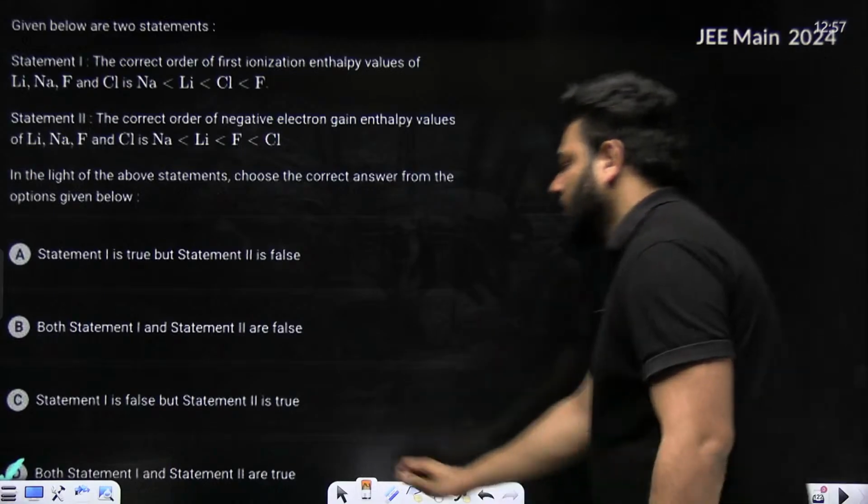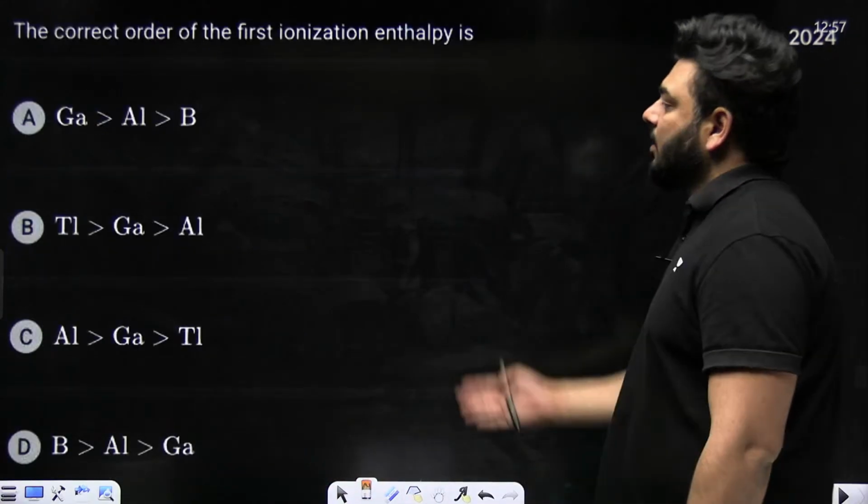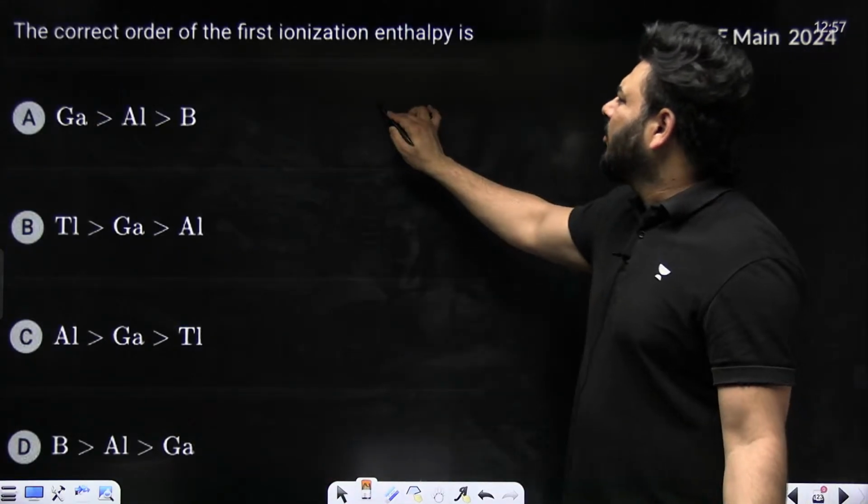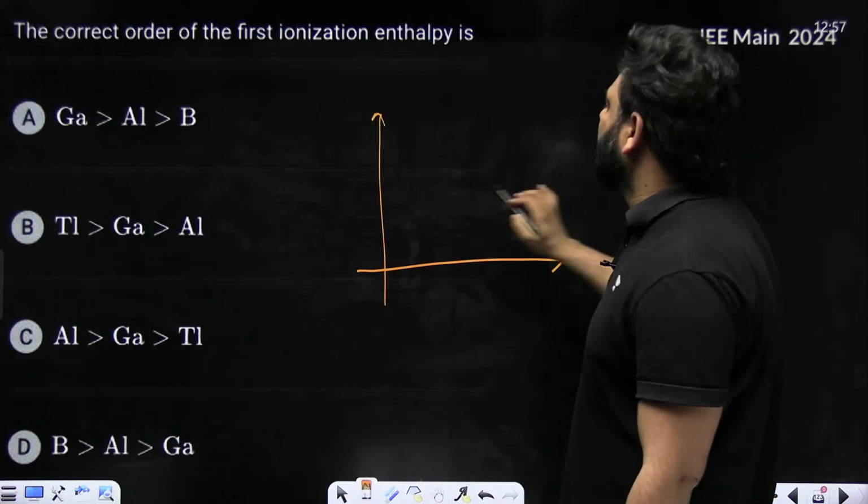Both of the statements are correct. Next, correct order of ionization enthalpy. So we don't need to be worried of anything, guys. This is a JEE Main 2024 question.